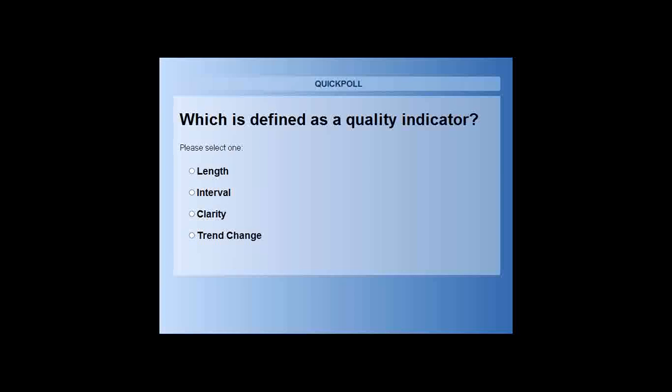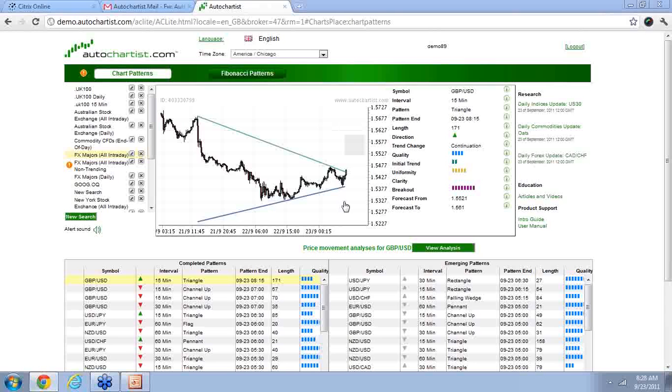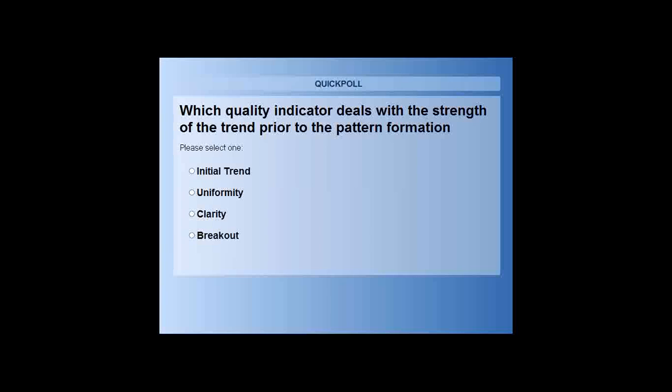Okay, it looks like the vast majority here have gotten that one right. It is clarity. And again, it falls into this section here of quality indicators. And so clarity indicator is key. Okay, and since we are on this topic, let's put up question number 2. Okay, and that question is, which quality indicator deals with the strength of the trend prior to the pattern formation? And your choices are initial trend, uniformity, clarity, and breakout.